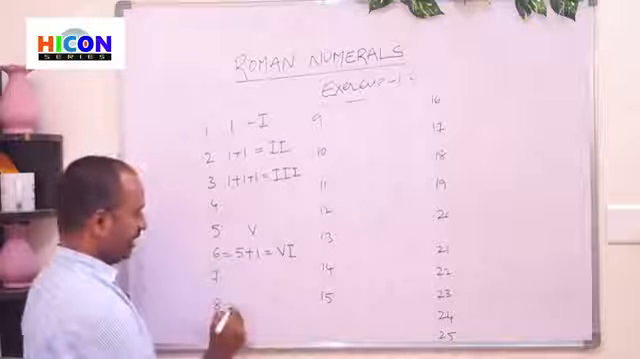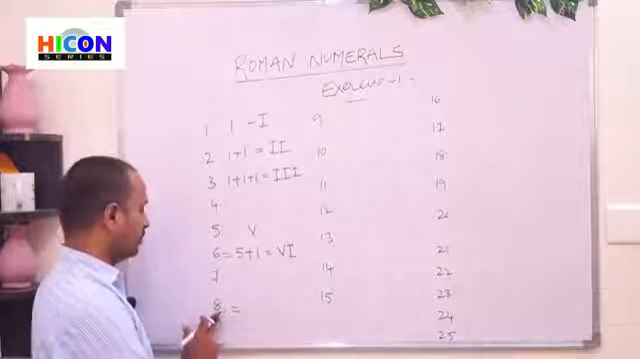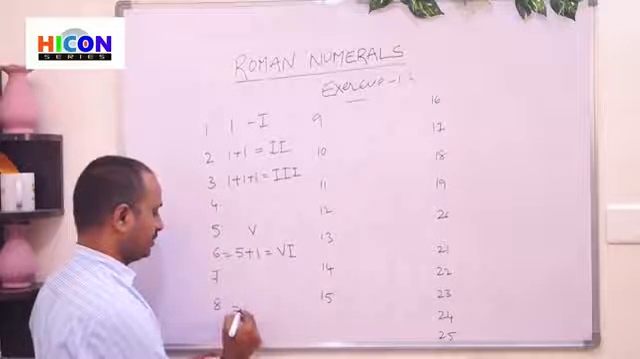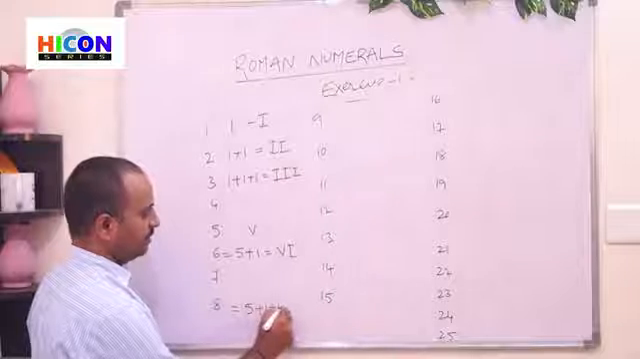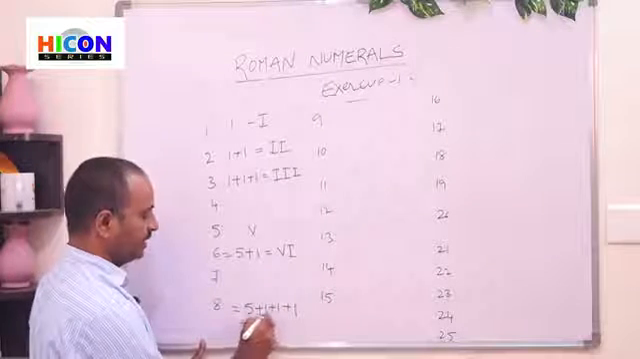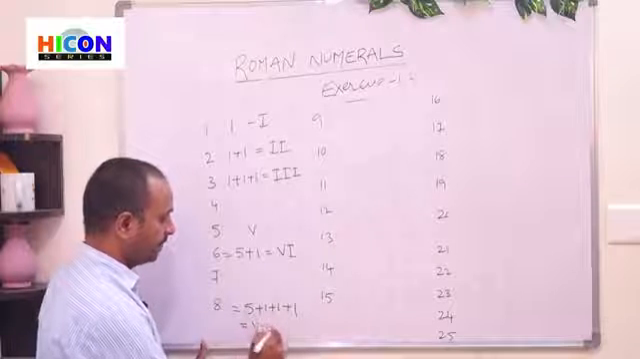In the same way, for 8, there is no symbol in the Roman numerals. So that's why we convert 8 into ones and fives. So 8 can be written as 5 plus 1 plus 1 plus 1. So 5 means V and 1 means I. Repeat I 3 times.